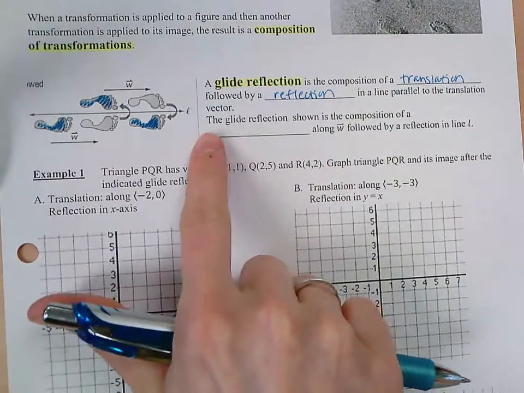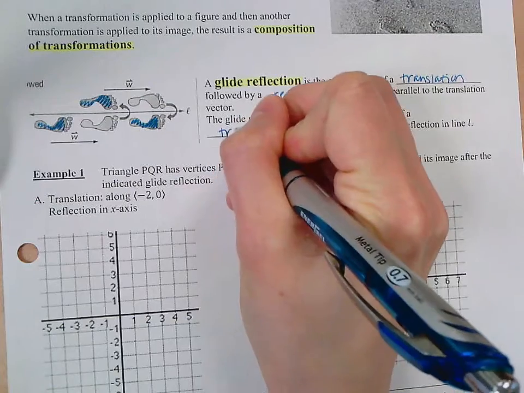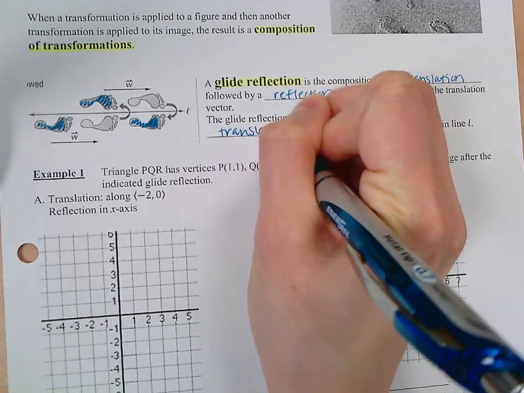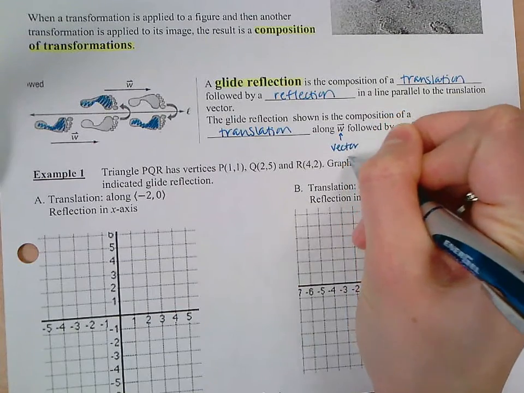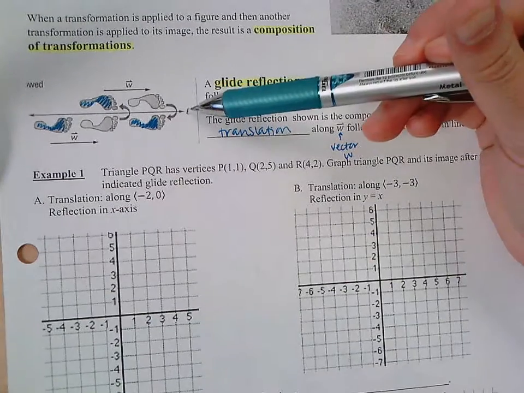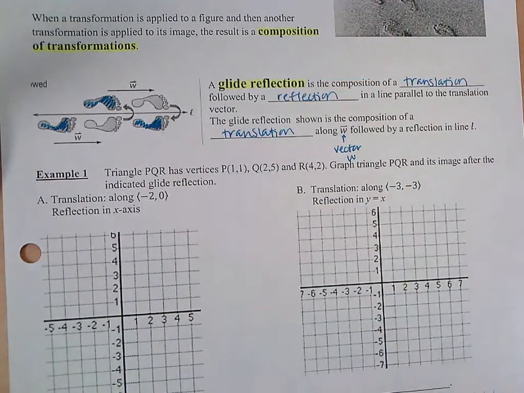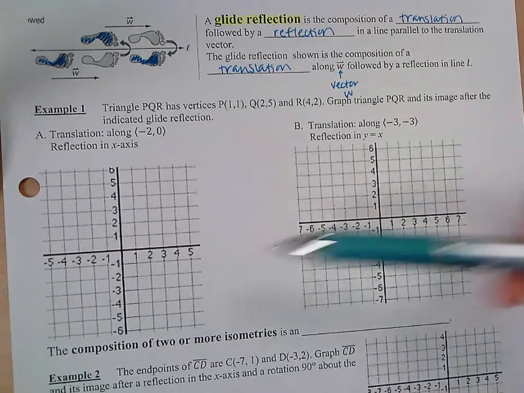So what I just explained, the glide reflection shown, is a composition of a translation along vector W. Remember, translations are along vectors, which show you which directions to move and how far. And then it's followed by a reflection in line L that's drawn in there. So we are going to do a couple examples of glide reflections, A and B here.